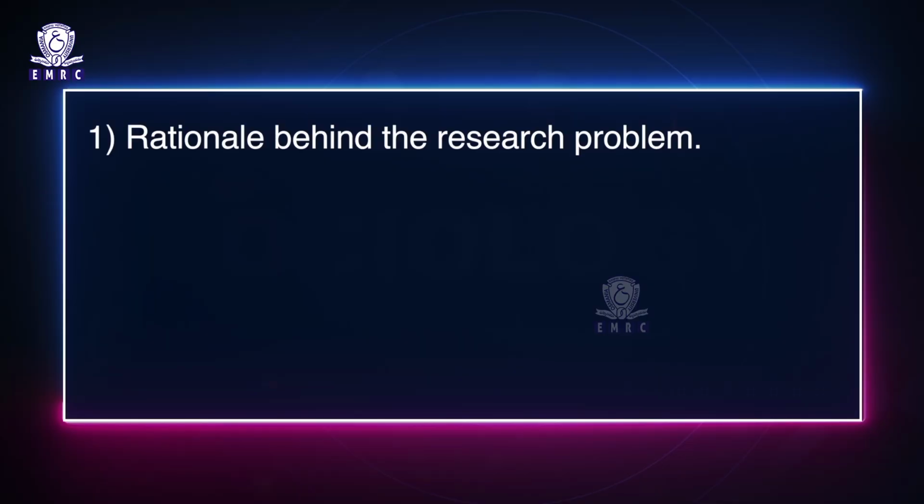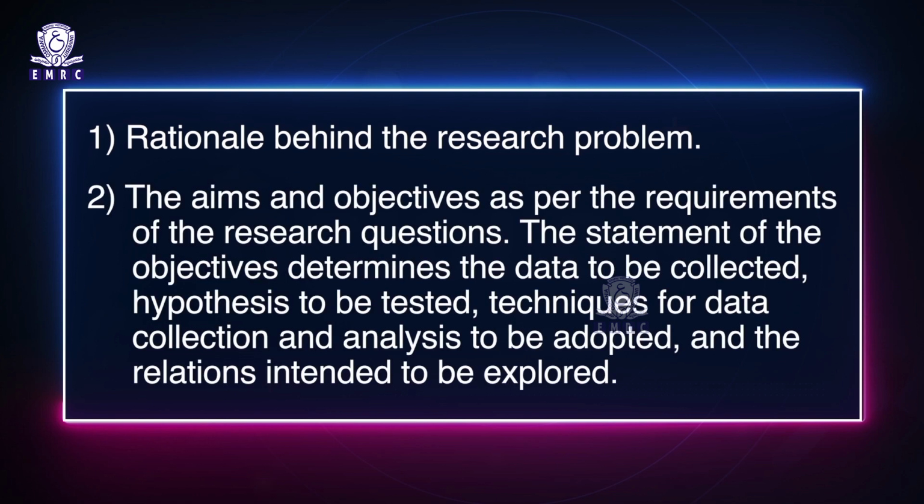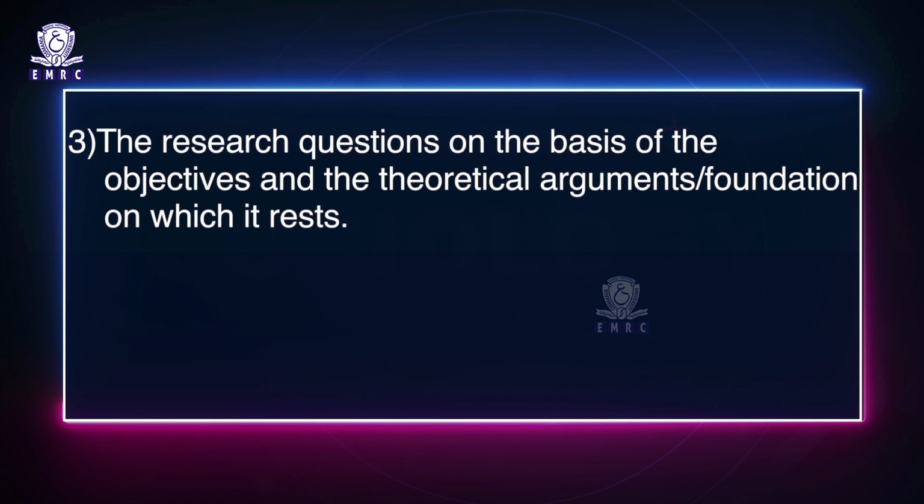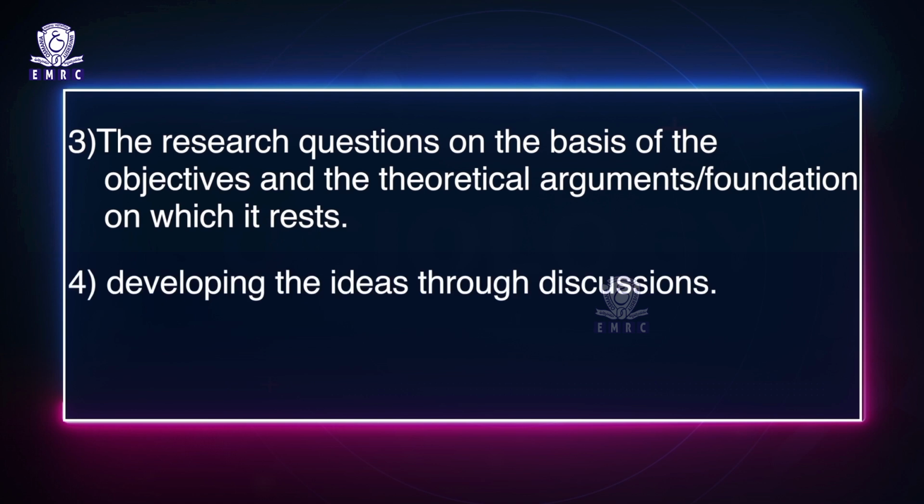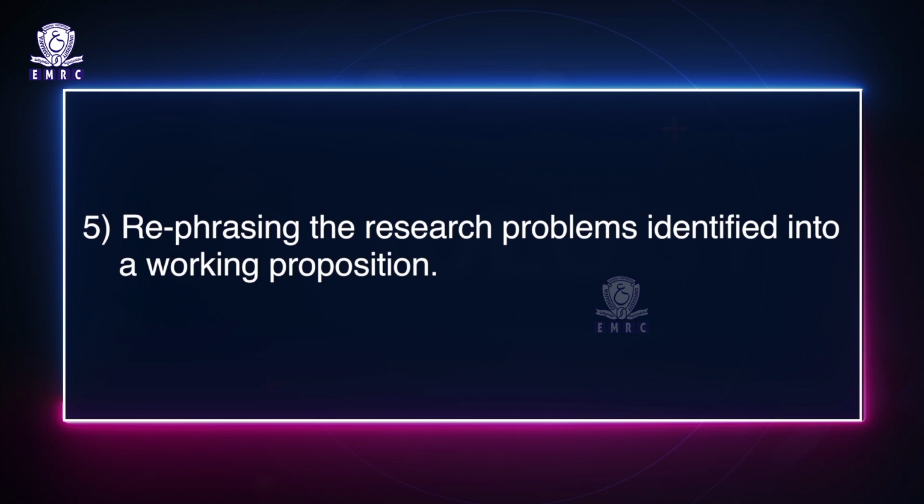Apart from the research problem, these aspects should be stated clearly in research problem. What are they? Firstly, rationale behind the research problem. Secondly, the aims and objectives as per the requirements of the research questions. The statement of objectives determines the data to be collected, hypothesis to be tested, techniques for data collection and analysis to be adopted, and the relations intended to be explored. Thirdly, the research questions on the basis of the objectives and the theoretical arguments or foundation on which it rests. Fourthly, developing the ideas through discussions, and fifthly, rephrasing the research problems identified into a working proposition.